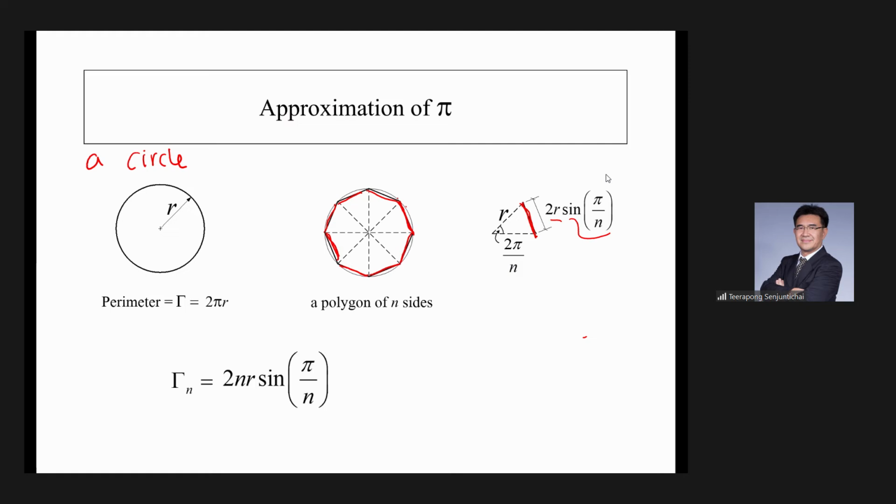2 pi, let me see, it should be n times 2r sin(pi over n), right? The total length here would be equal to n times 2 r sin(pi over n). And this is the perimeter of this discretized circle.